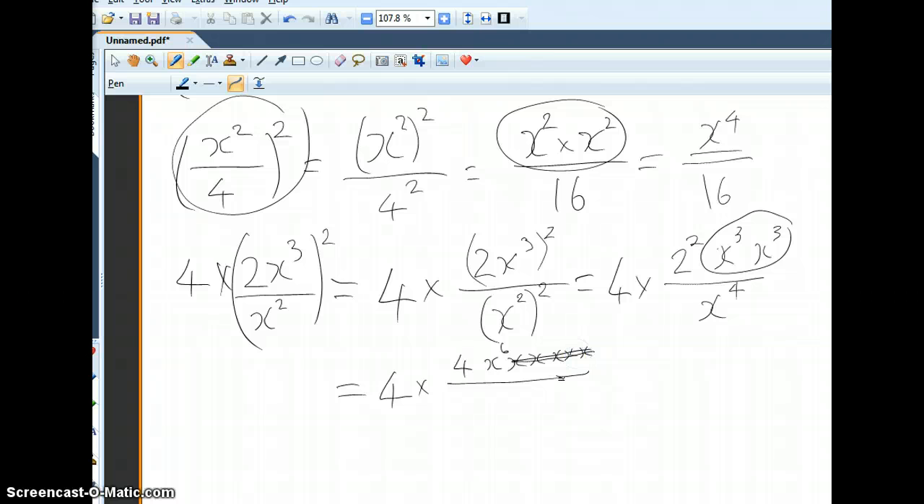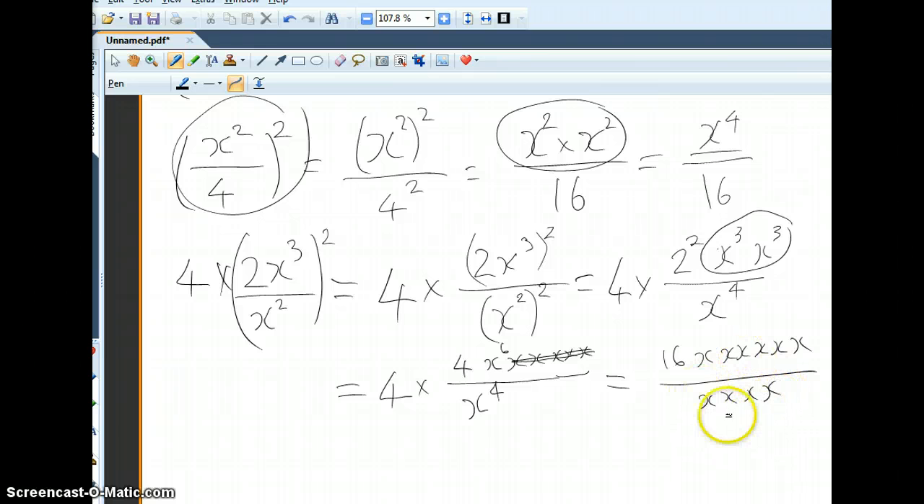Okay, so 4x to the 6 over x to the 4. Okay, and we can do a little bit of cancelling here. Because everything is multiplied, we've got some x's on the top of the fraction and some x's on the bottom of the fraction. Let me just write it out again for you. 3, 4, 5, 6 on the top, and 1, 2, 3, 4 on the bottom.